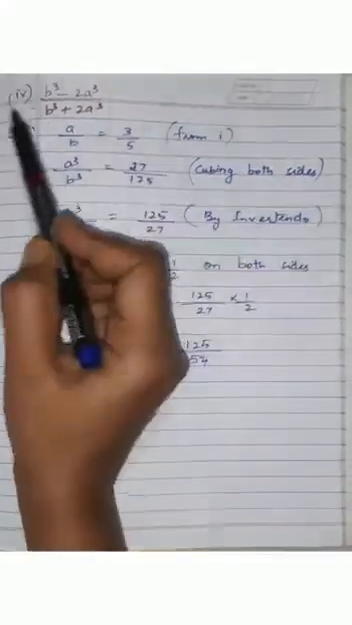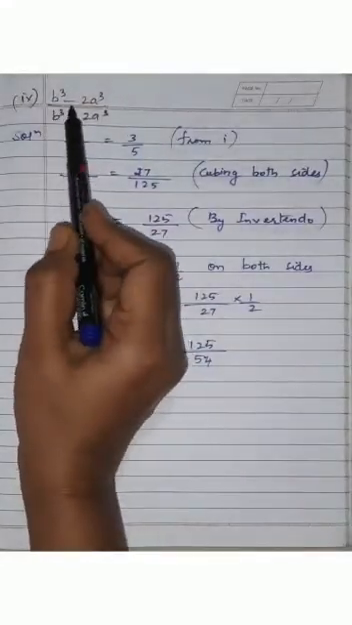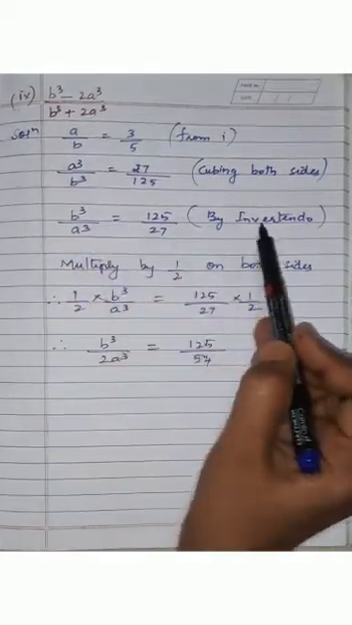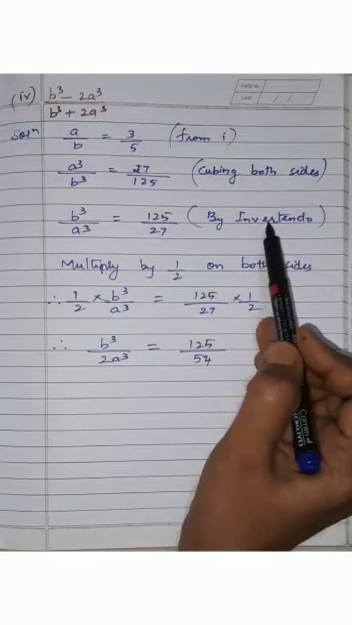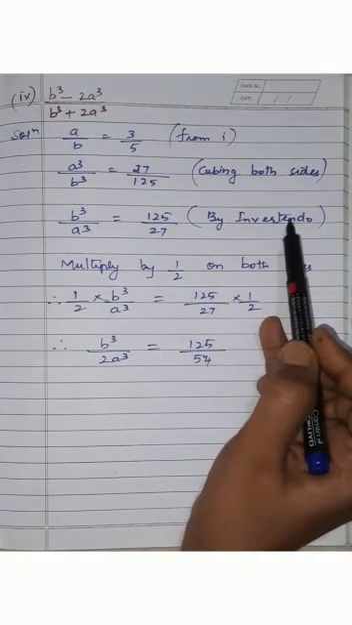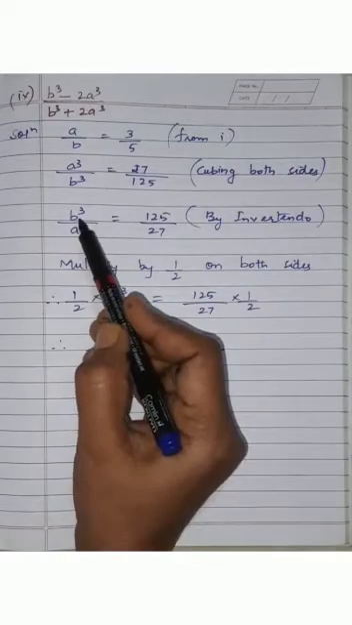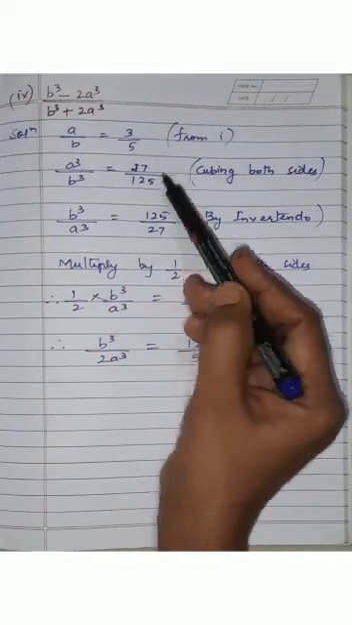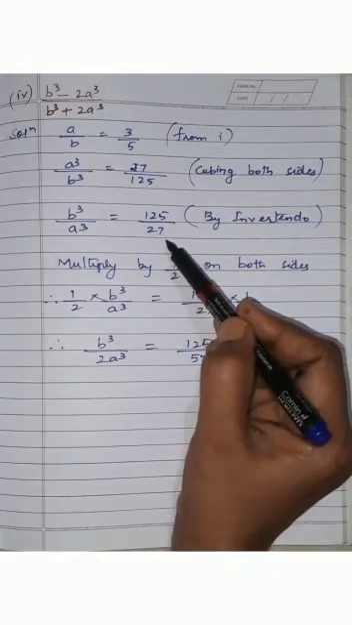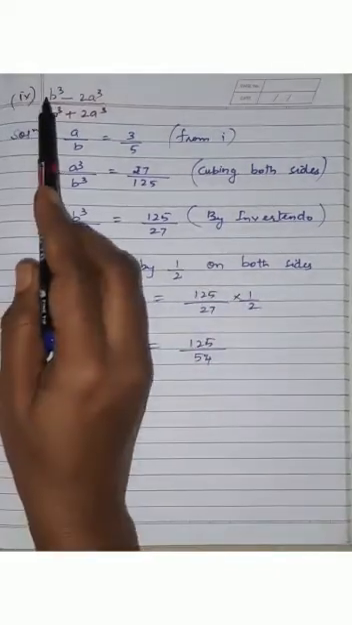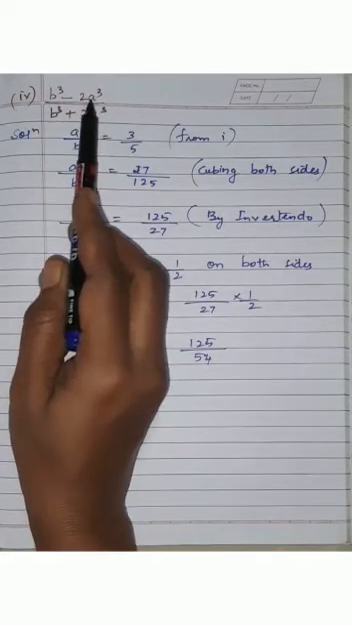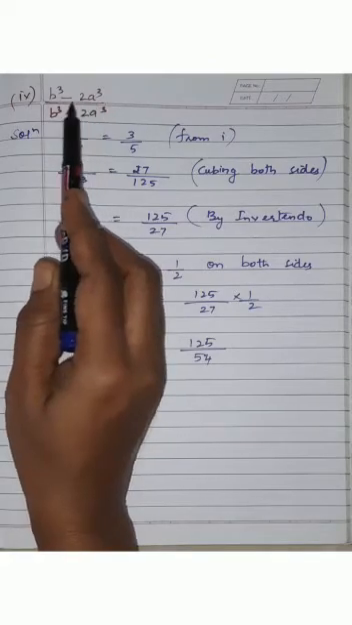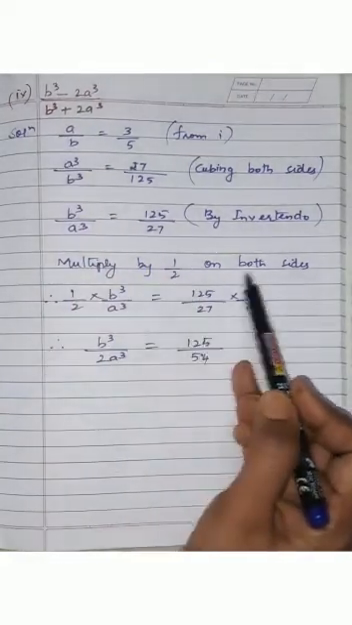After that, the next step, children: here we have b cube minus 2a cube upon b cube plus 2a cube. That means we have to use the property of invertendo. So by invertendo, children, we will be having b cube upon a cube is equal to 125 upon 27. Now, just see the coefficient of b cube is 1 and the coefficient of a cube is 2. So that means we have to multiply by half on both sides.